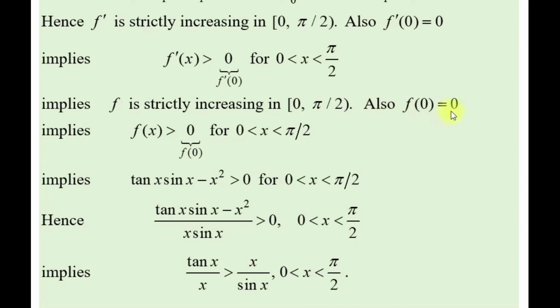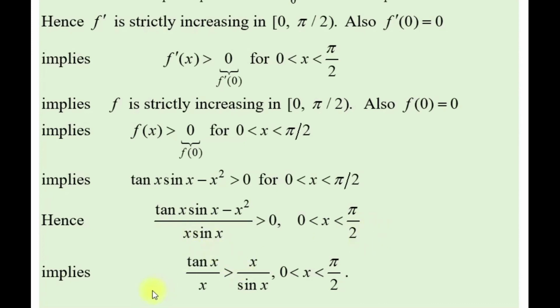Also f of 0 is equal to 0. Okay, so 0 less than x implies f of x greater than f of 0, because f is strictly increasing in the left closed right open interval 0 to pi by 2. Now what about f of 0? F of 0 is 0. See, we have f of x greater than 0 for 0 less than x less than pi by 2. Now f of x is tan x sin x minus x square. So we get this inequality. X sin x is a positive quantity, so we divide this inequality by x sin x, and it doesn't affect the sign. So we get this is greater than 0 for 0 less than x less than pi by 2.